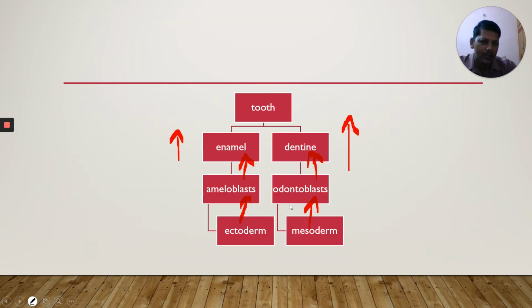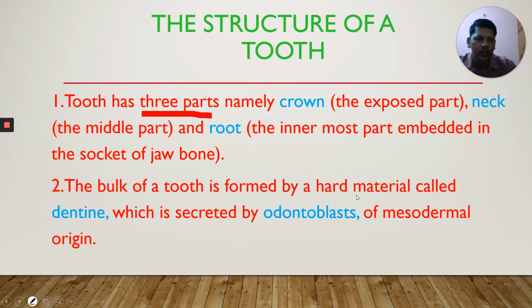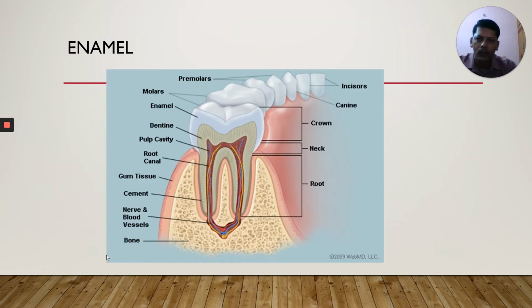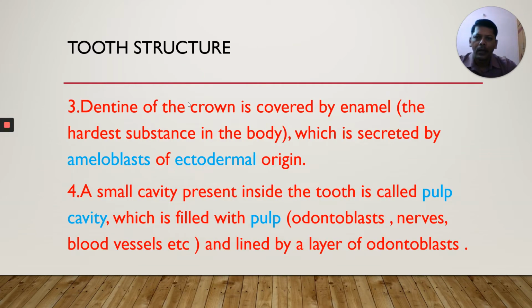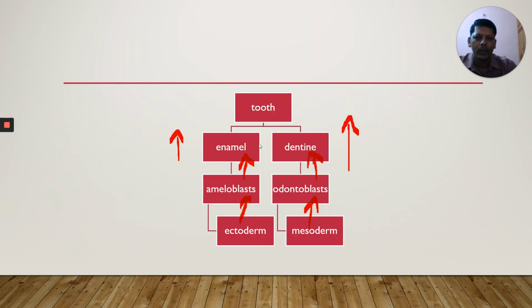Dentin is formed by which cells? Odontoblasts are forming that, and these come from the mesoderm. Mesoderm forms the odontoblasts, and odontoblasts secrete dentin. The bulk of our tooth is formed by a hard material called dentin, which is secreted by odontoblasts of mesodermal origin. Dentin of the crown is covered by enamel, the hardest substance in the body, which is secreted by ameloblasts of ectodermal origin.